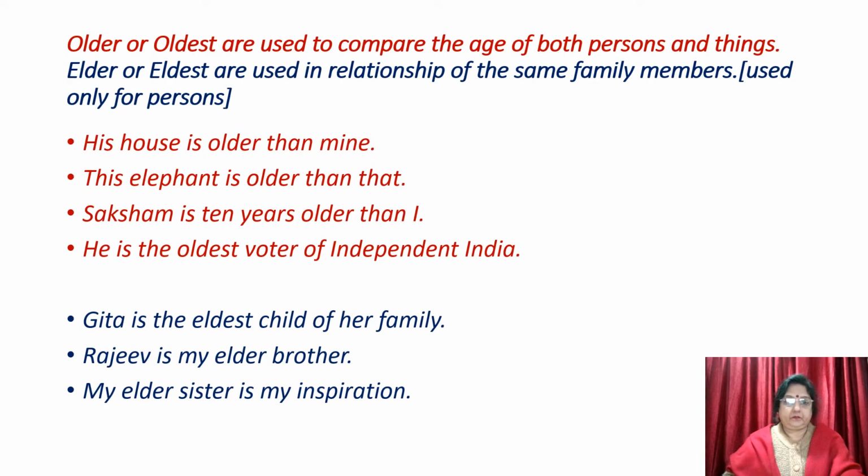Today, let's learn the appropriate usage of older and elder. So, let's get started. Older or oldest are used to compare the age of both persons and things. When we have to compare the age of a person or a thing, we use older or oldest.